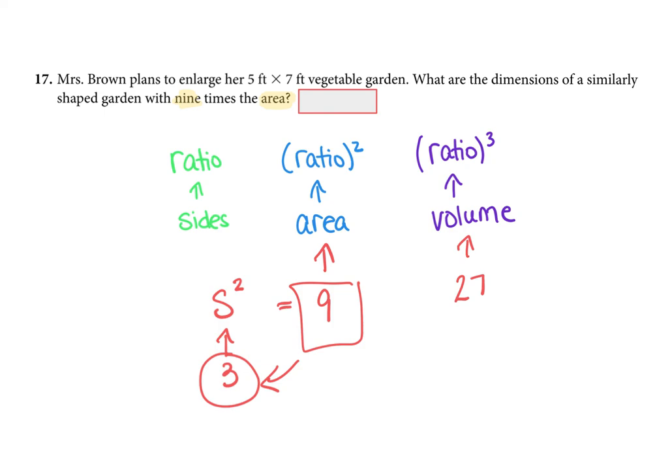What by what? 5 feet by 7 feet. My area increased 9 times, but my sides only increased how many times? 3 times. So I'm going to take this and I'm going to multiply by what then? 3. And I'm going to take that and multiply by 3. What are my new dimensions? 15 by 21.